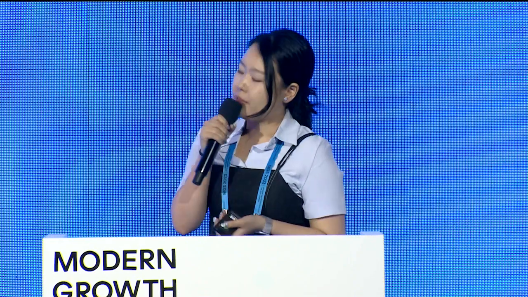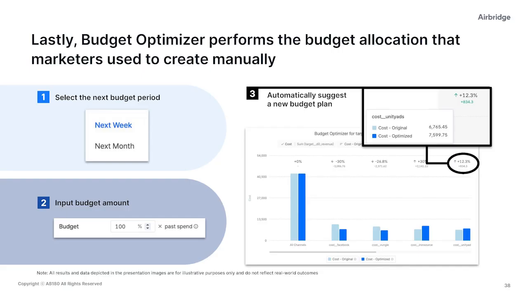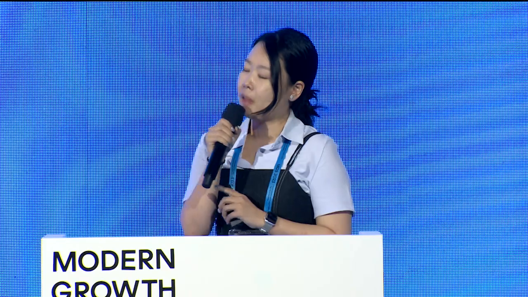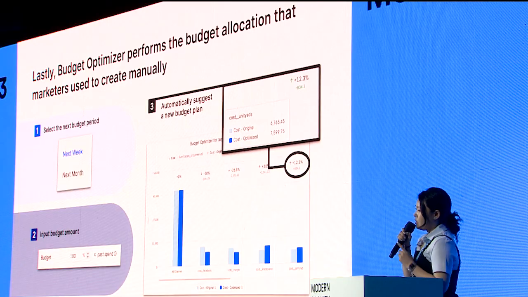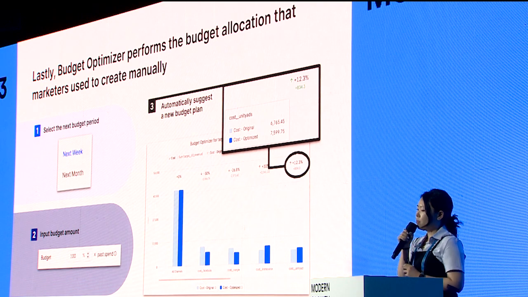And here comes our final feature, the budget optimizer. Okay, the budget optimizer automates the once manual task of budget allocation, making the process seamless and time-saving. This report addresses one of the most critical questions for marketers: how to allocate the given amount of budget to reach the maximum number of targets. By simply inputting the budget amount on a dashboard, the MMM model automatically suggests the most efficient budget plan for you.